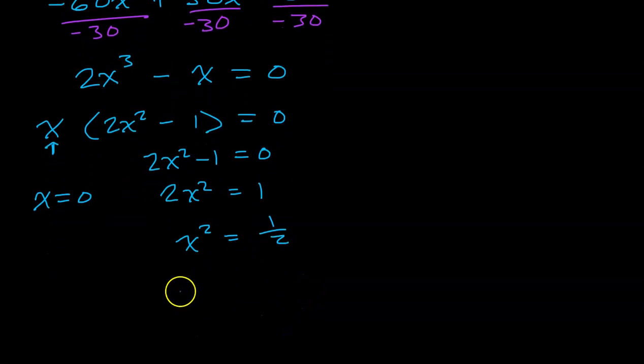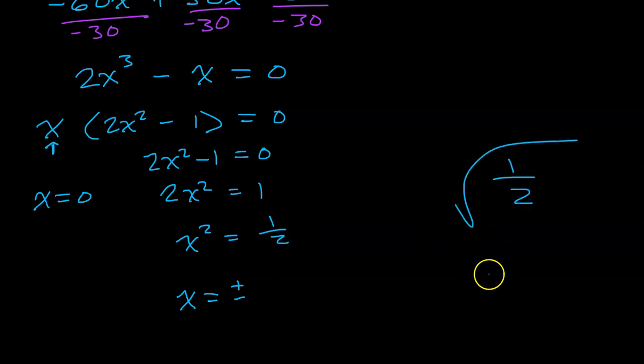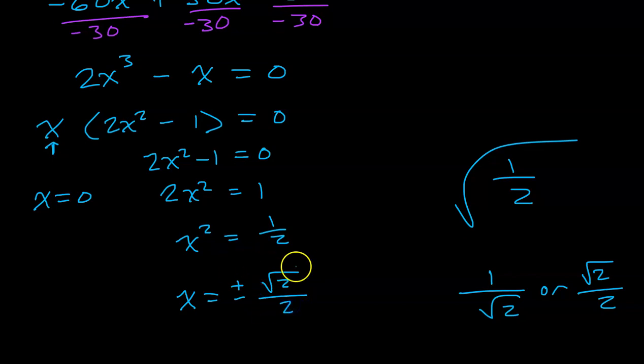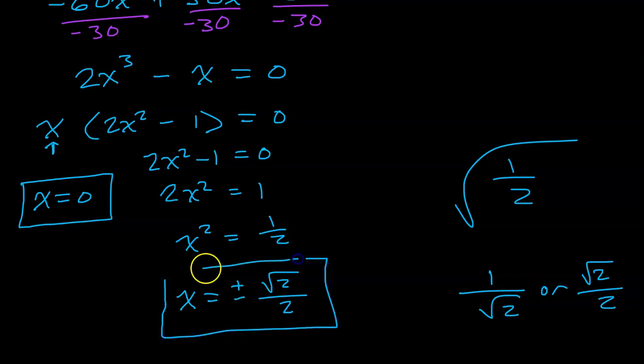If I take the square root of both sides, I'm going to have x is equal to plus or minus, well, the square root of 1/2. In my head, I understand that this is 1 over the square root of 2. And if I rationalize the denominator, that's going to be radical 2 over 2. So that's what I'm putting here. So plus or minus radical 2 over 2. So we have 3 critical numbers. We have 0, and we have plus or minus radical 2 over 2.